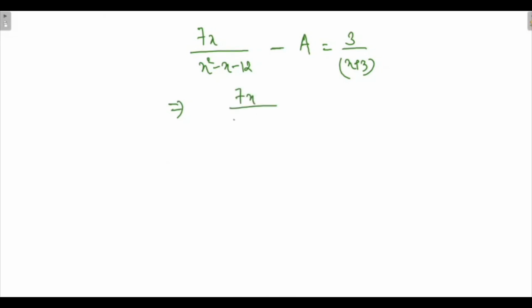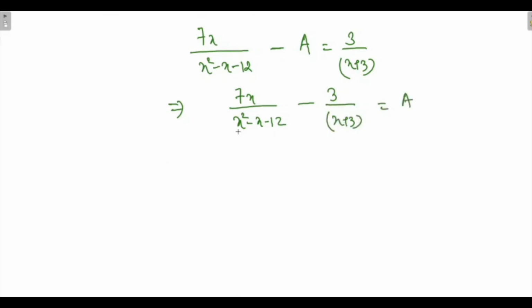So there is an expression 7x divided by x square minus x minus 12. They are asking what should be subtracted from this. So I'm just saying that I will subtract something like a from this to get 3 upon x plus 3. Okay. So the same thing you have to do is the way we do in the equation. You send a on the other side, bring this side. So 7x divided by x square minus x minus 12 minus 3 upon x plus 3 equals a.